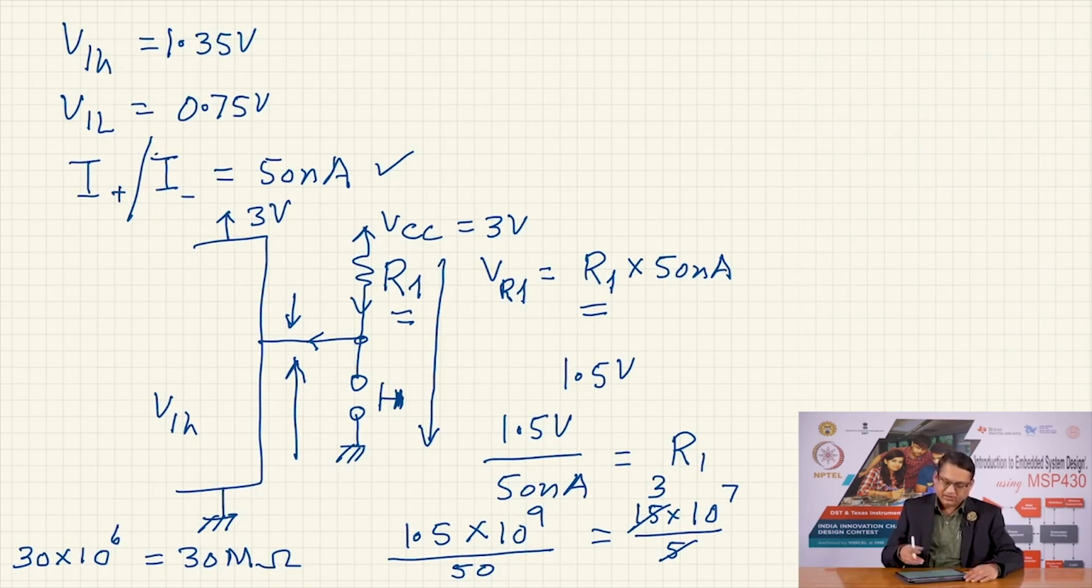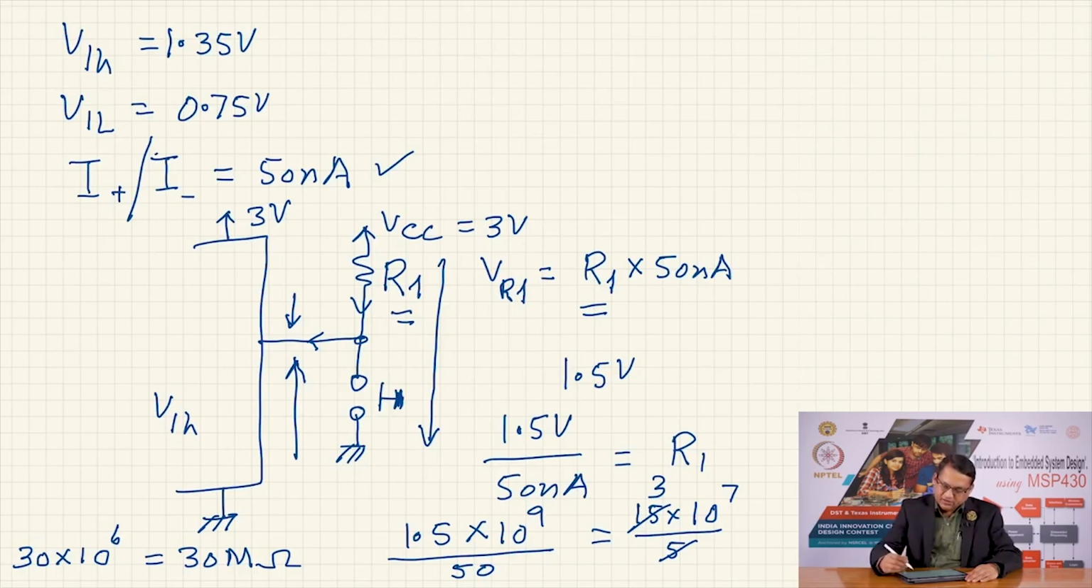That would still allow for a lot of current, and it will lead to a slightly less voltage drop across R1, which is a good thing. But using these calculations, we have estimated the upper limit. The resistor value of R1 should never be more than 30 mega ohm. It can be much less, and probably a mega ohm or half a mega ohm, 500 kilo ohm could be an appropriate value of resistor.